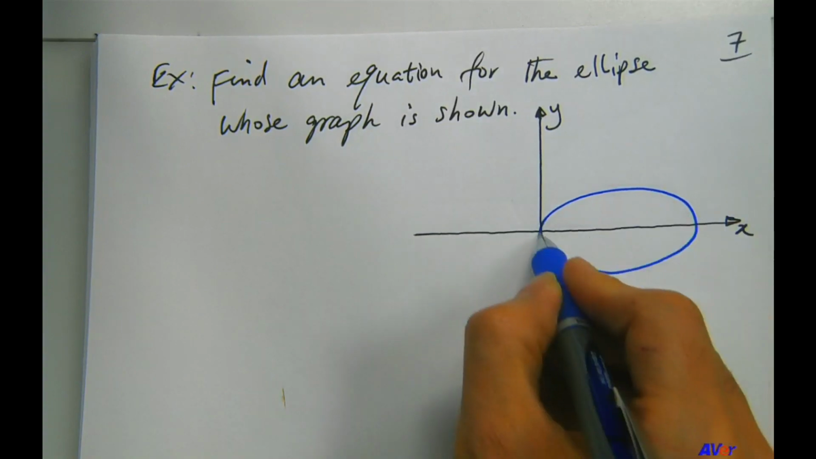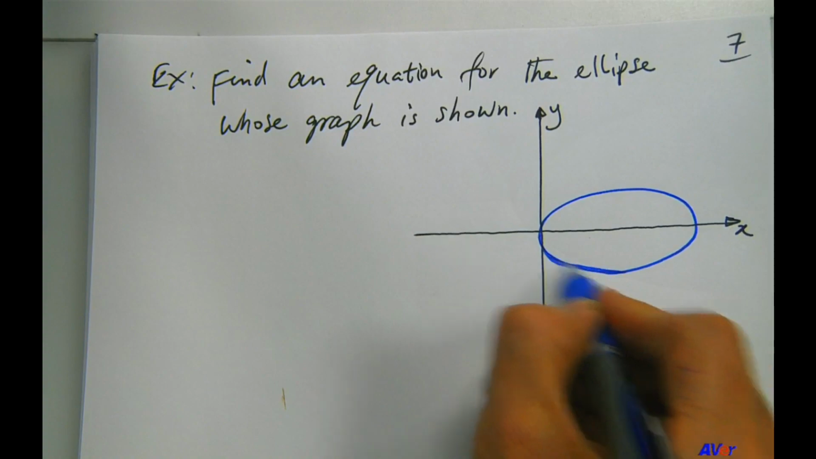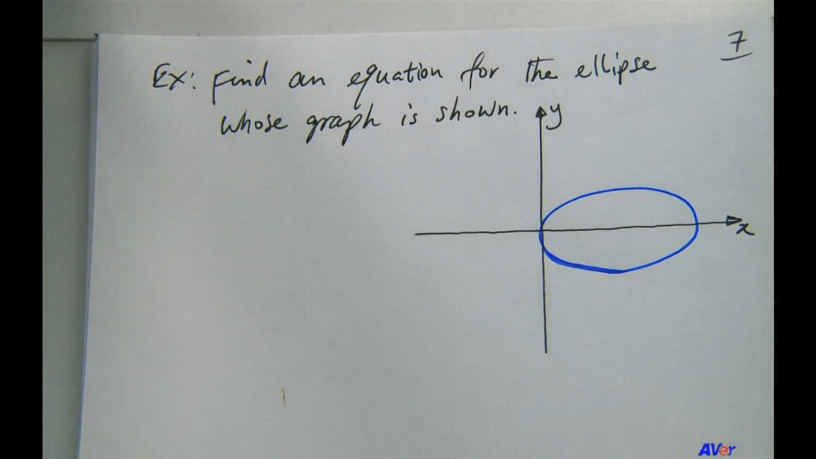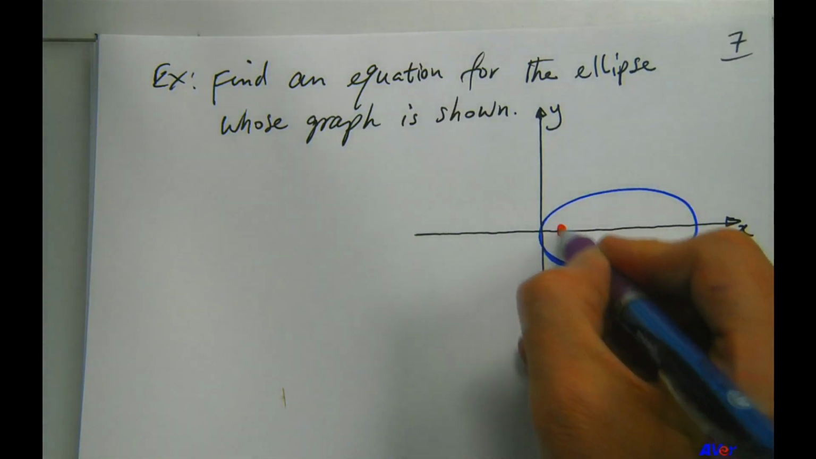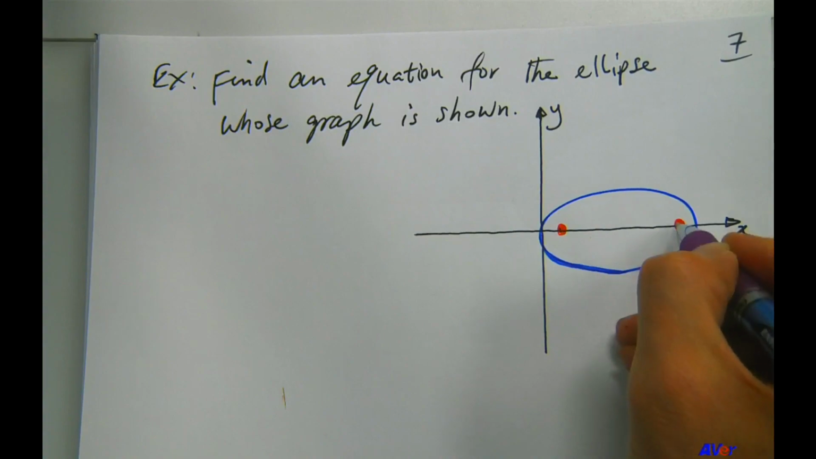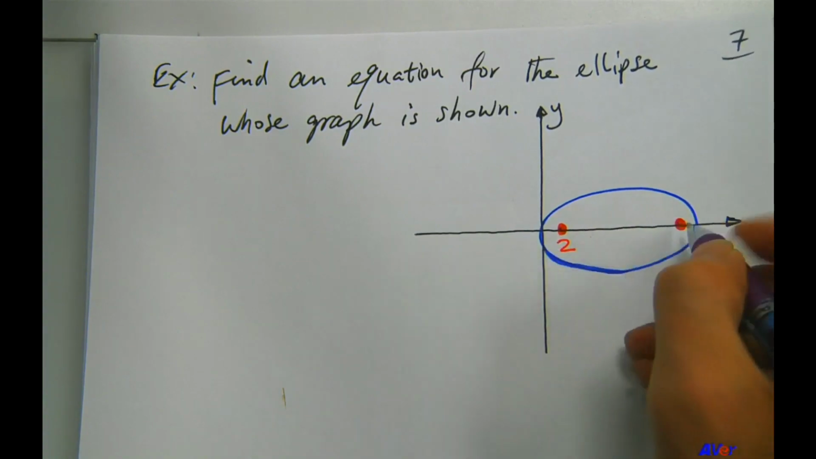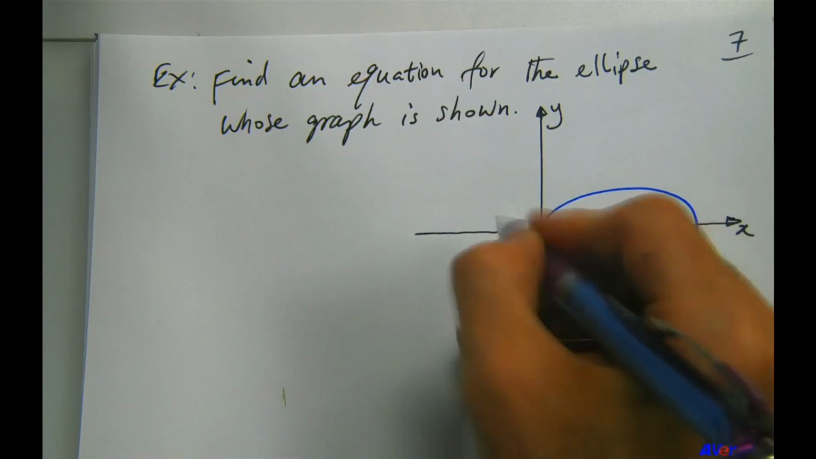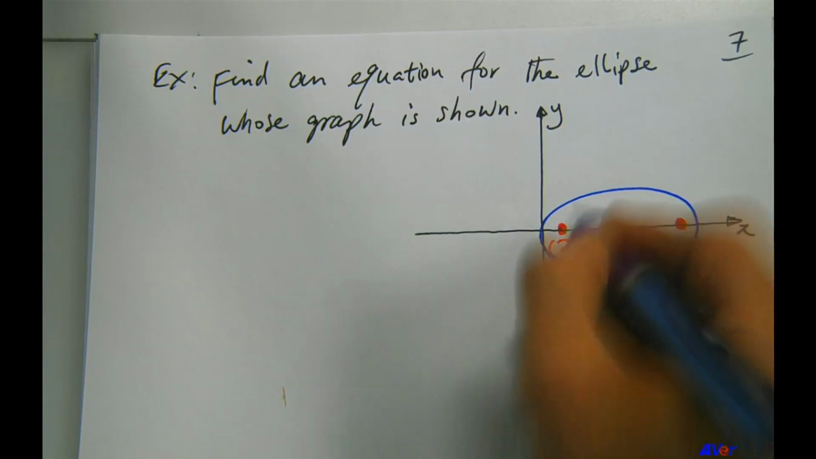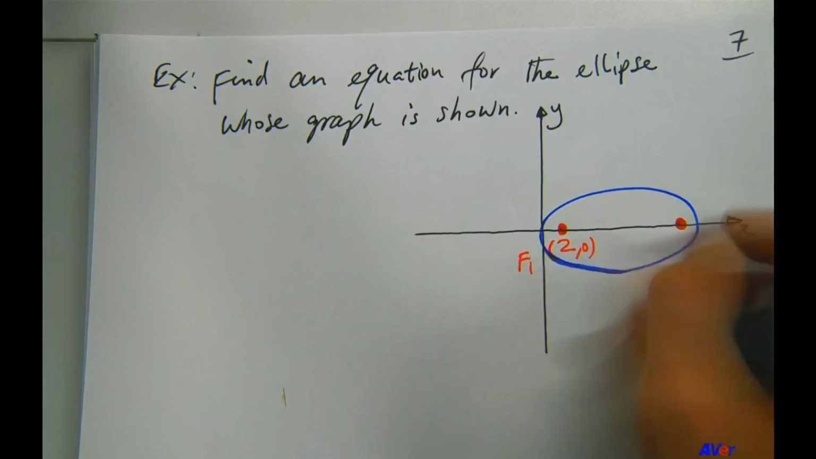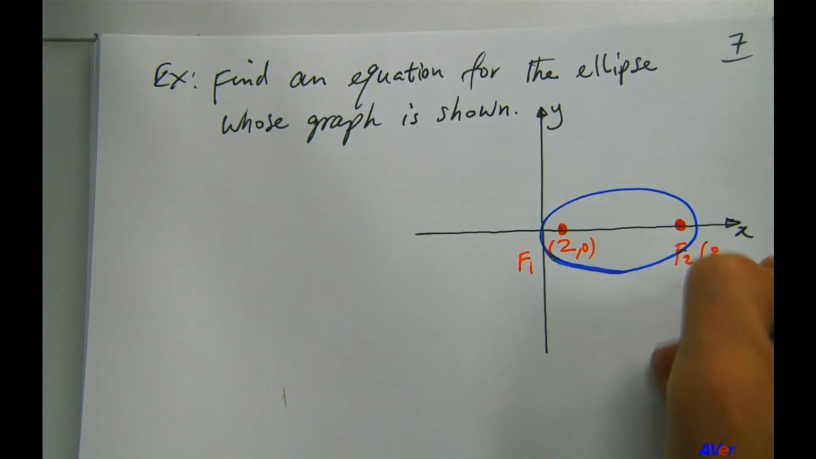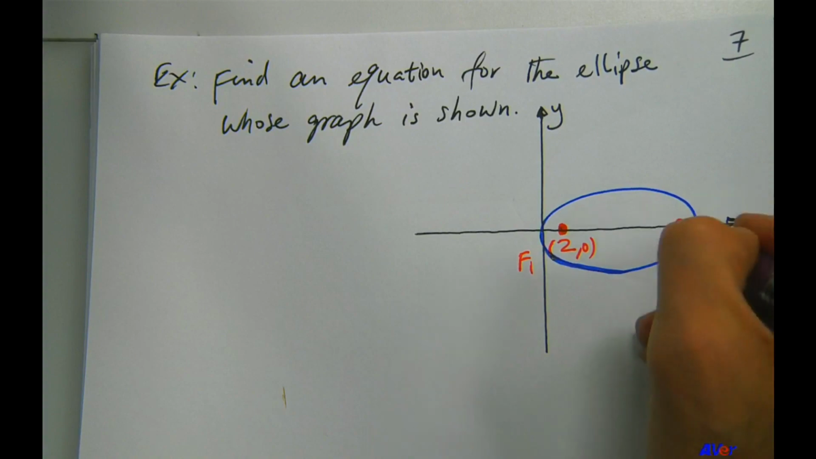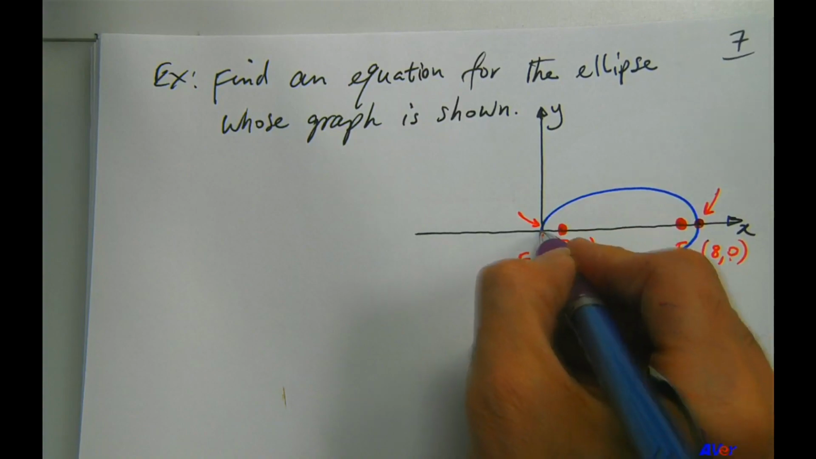That's as best as I can draw it. Like that. And we know that we are given the focal points here and here at 2, 0. We have F1, let's call it, and F2 is at 8, 0, and we are told that this vertex is at 0, 0, right?